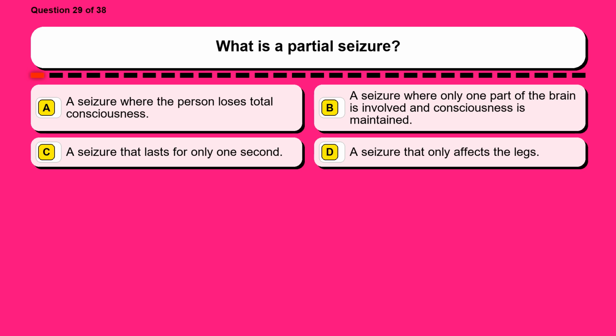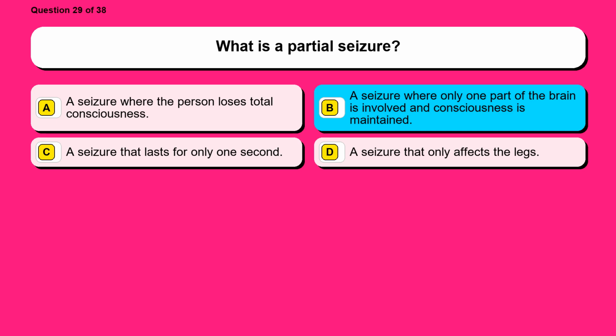Question 29. What is a partial seizure? Option A. A seizure where the person loses total consciousness. Option B. A seizure where only one part of the brain is involved and consciousness is maintained. Option C. A seizure that lasts for only 1 second. Option D. A seizure that only affects the legs.